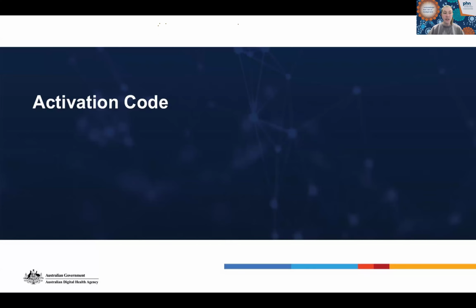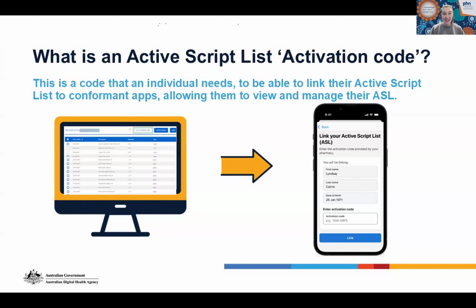So now that our patient is registered for the ASL, they want to link their ASL to the app that they're using to manage their prescription tokens. We need at the pharmacy to provide them with an activation code. An activation code is a code that an individual needs to be able to link their active script list to the conformant app, allowing them to view and manage their ASL.